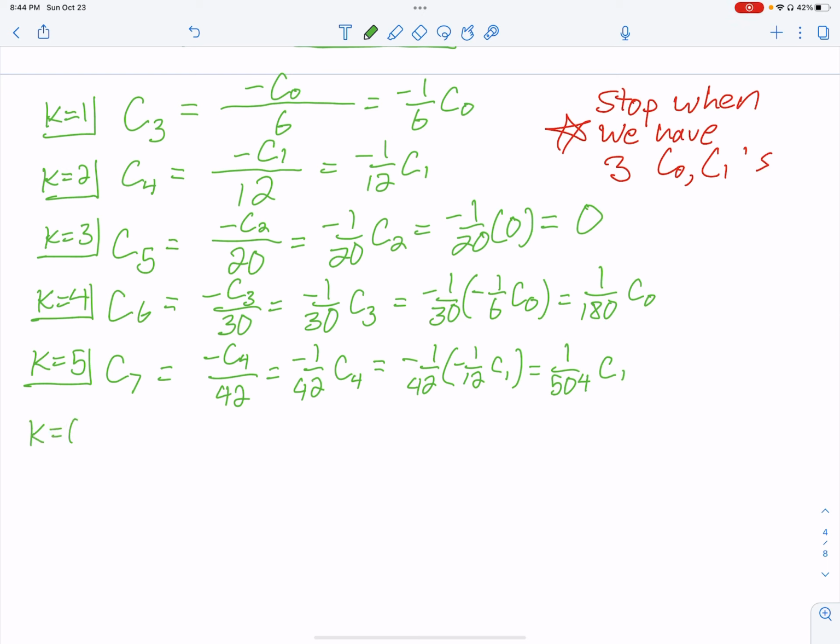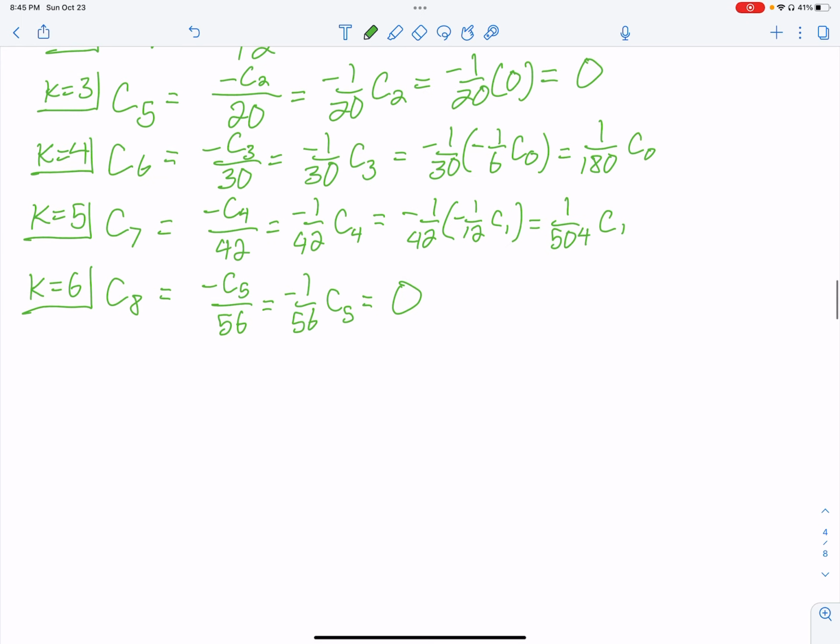And I keep going with my list. I get k equals 6, so c_8 equals negative c_5 over, and I'm using the formula above, but I don't want to keep scrolling back and forth, so I have my list here. This is going to be 56. This is negative 1 over 56 c_5. c_5 was 0, so this is 0. You see there's a pattern: it'll be 0, something c_0, something c_1. I keep saying c naught; I'm just going to tell you what that means. It's c sub 0. I don't know where that actually came from, but I've heard it my whole time in math and science. So if I say it, know that I mean c sub 0.